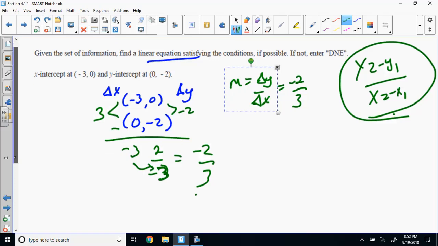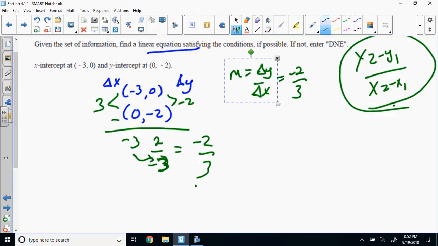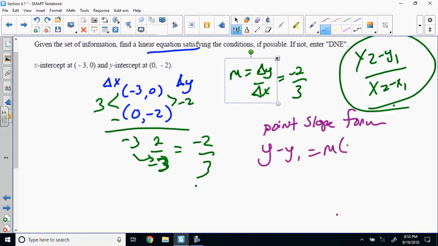All right, so, guys, here it is. Point-slope form: y minus y1 equals m times x minus x1. So my m is what? Negative 2/3. Which point do y'all want to pick? No, 0 is a coordinate. Which one of these points do y'all want to pick? Negative 3, 0? Y'all okay with that?